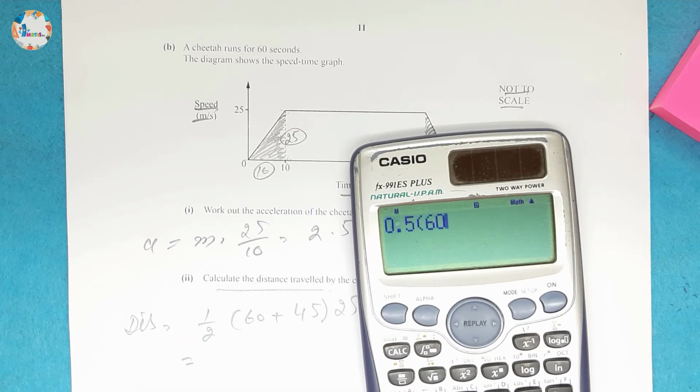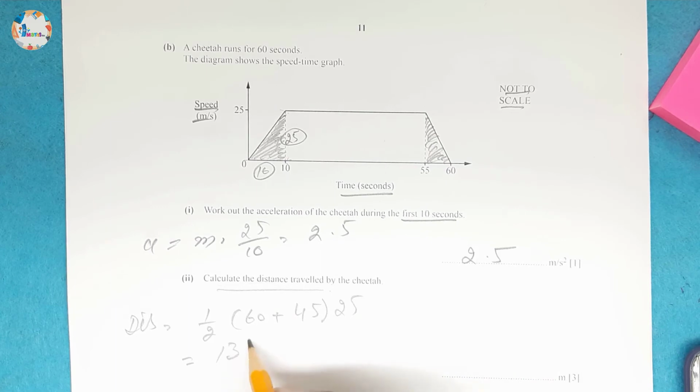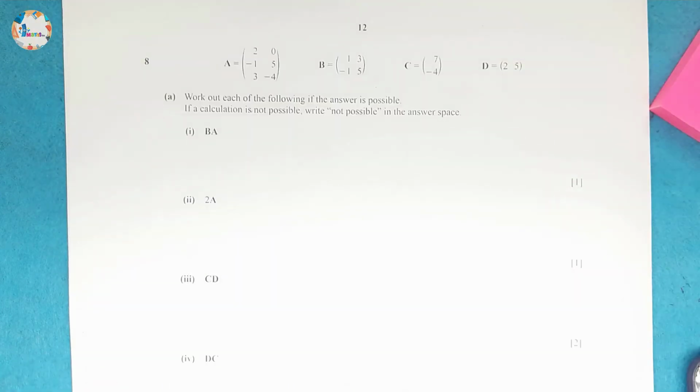So we can find this fraction, 0.5 into 60 plus 45 in brackets and 25. So a multiplication sign is required over here, and this one will be 1312.5. So 1312.5 meters will be our final answer for this one.